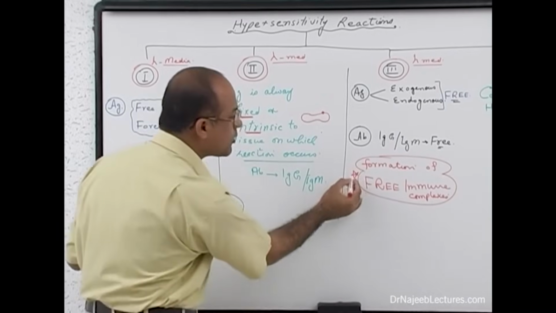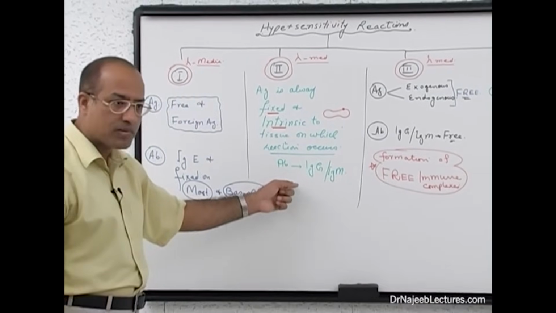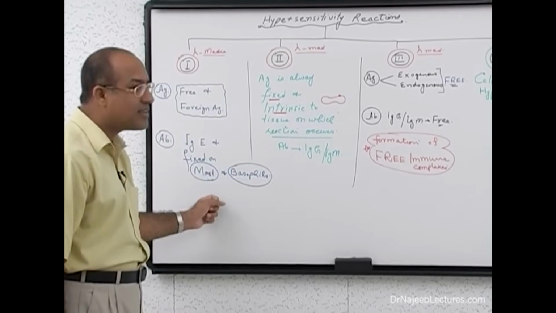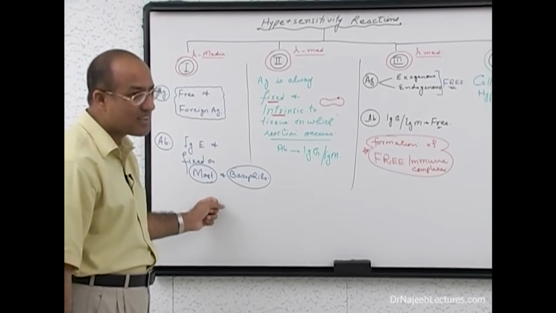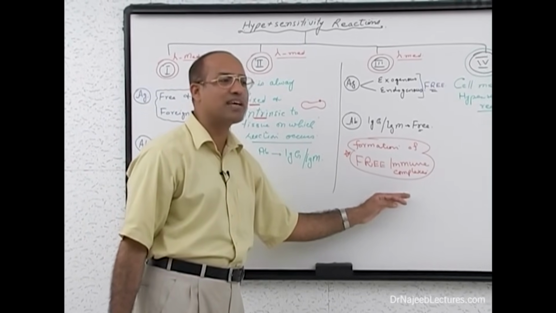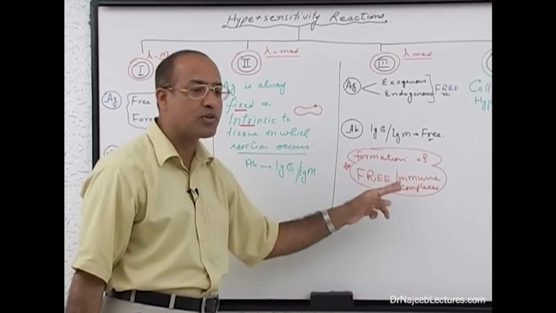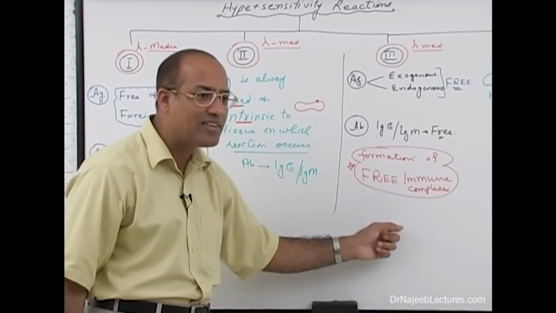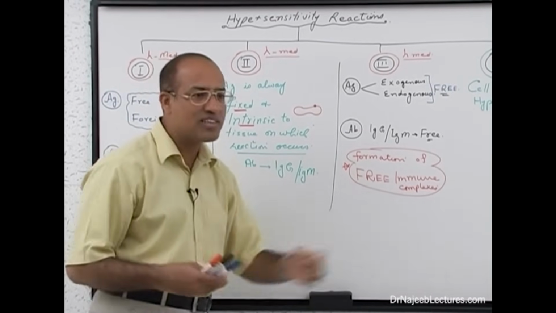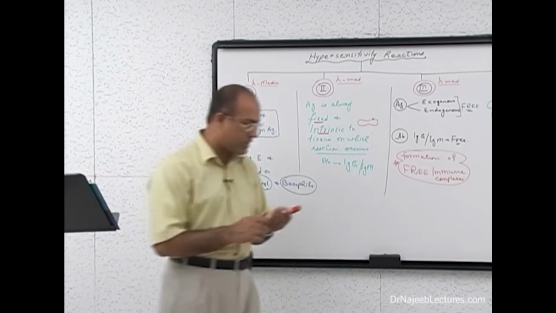And this is the unique point of type 3: free immune complexes are not formed in type 2 because antigen is fixed, and free immune complexes are not formed in type 1 because antibody is fixed. That is why conventionally we call type 3 reactions immune complex reactions, because we can find immune complexes in free form. Ideally, this should be called free immune complex disease, right? But traditionally, they simply call it immune complex mediated disorders.